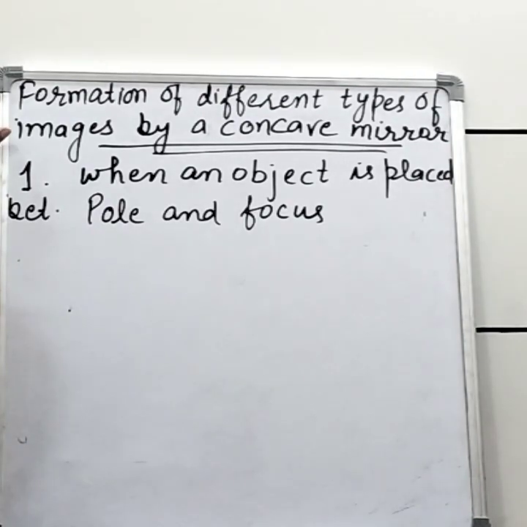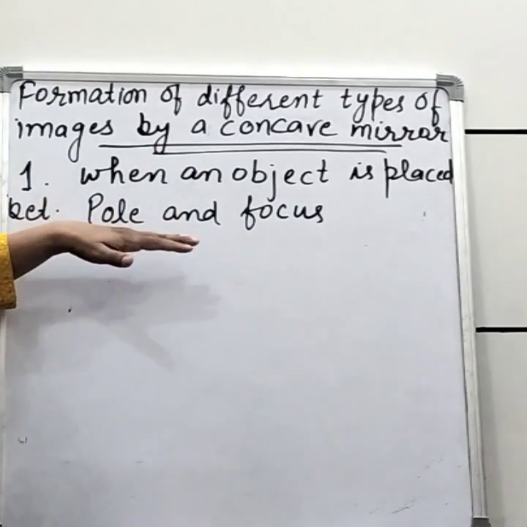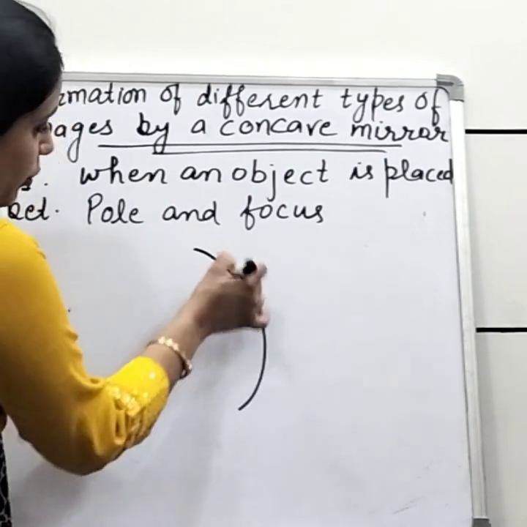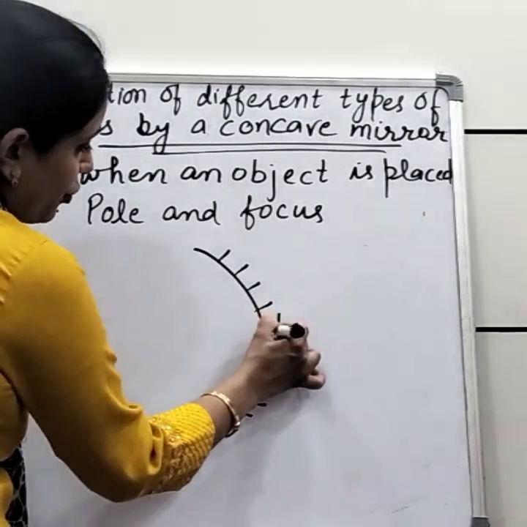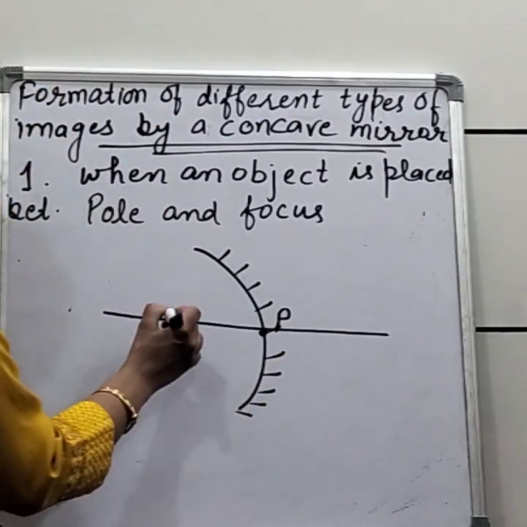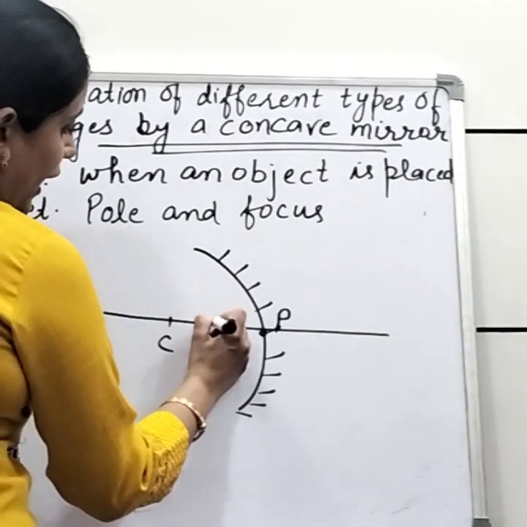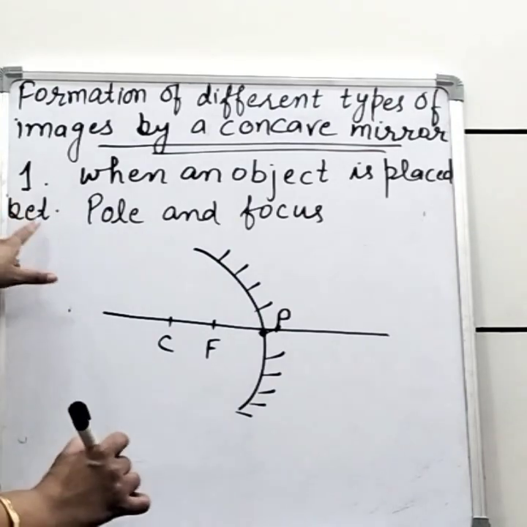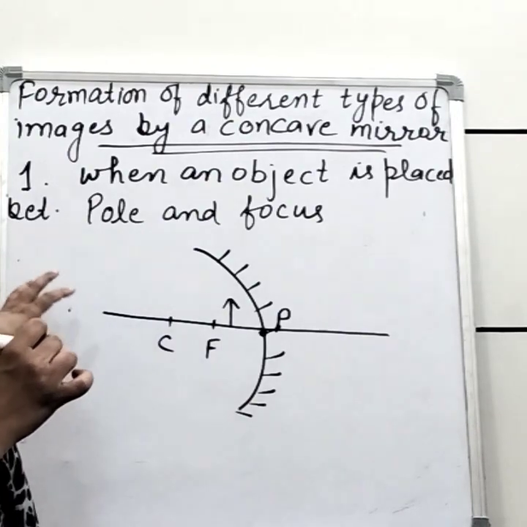Formation of the different types of images by a concave mirror. Firstly we discuss the first case, when the object is placed between the pole and the focus. So this is a concave mirror. The center of the concave or spherical mirror is known as the pole. The straight line passing through the pole and the center of curvature is known as the principal axis. And in between the pole and center of curvature there will be a point that is known as the focus point.